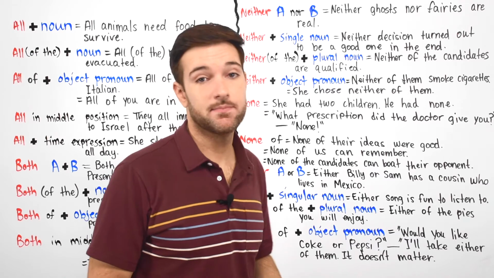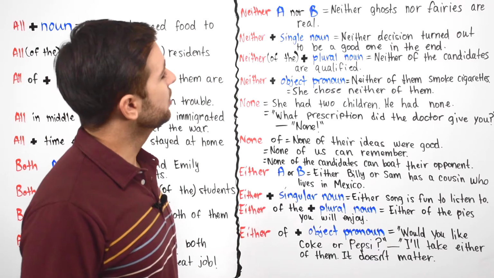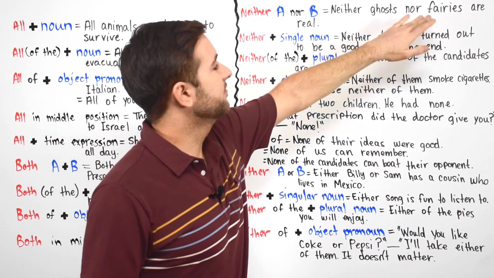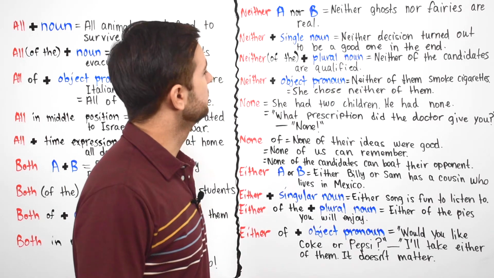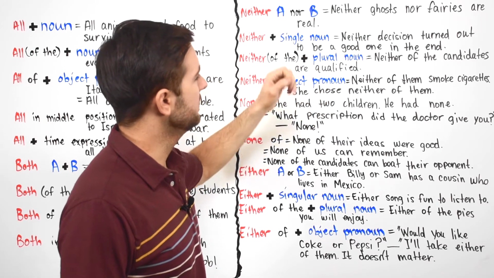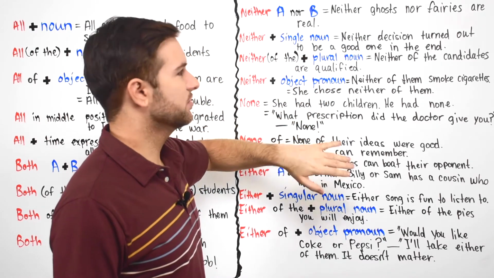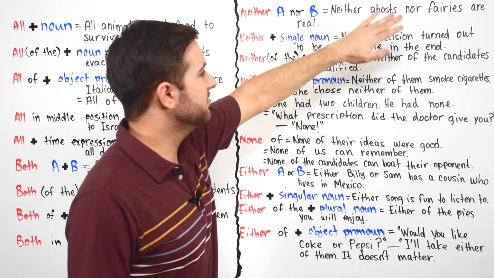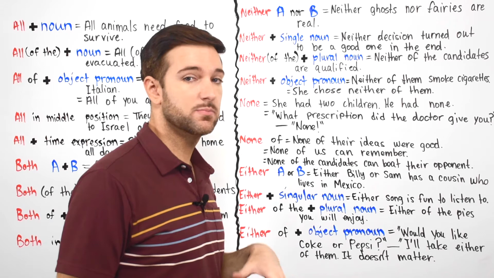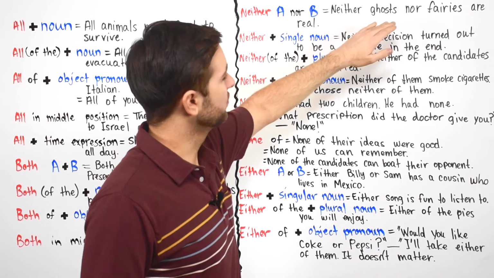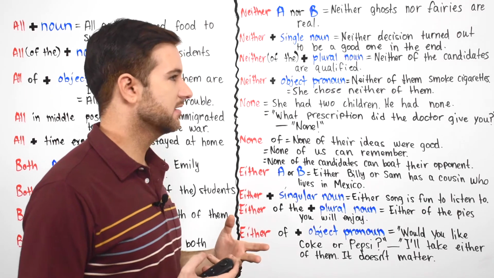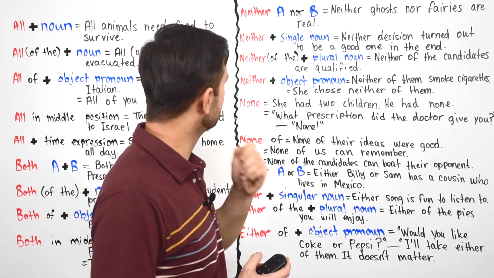You'll see. Ready? Neither ghosts nor fairies are real. It's kind of like a negative meaning here. Neither ghosts nor fairies are real. Ghosts and fairies are not real. So that is a negative sentence. But here we're saying neither ghosts nor fairies are real. It's an affirmative sentence, but has a negative connotation, a negative sort of meaning to it.